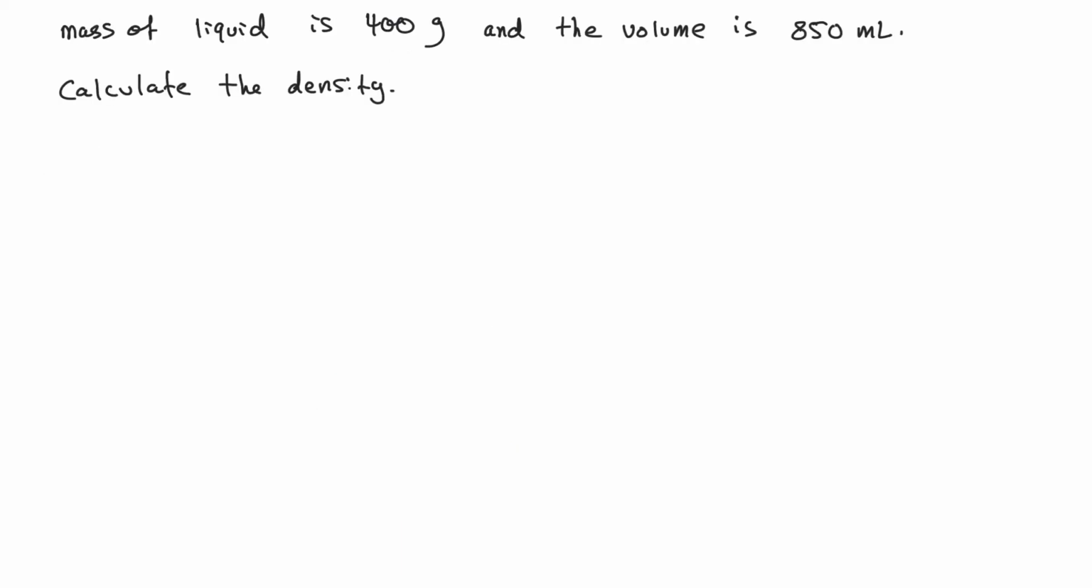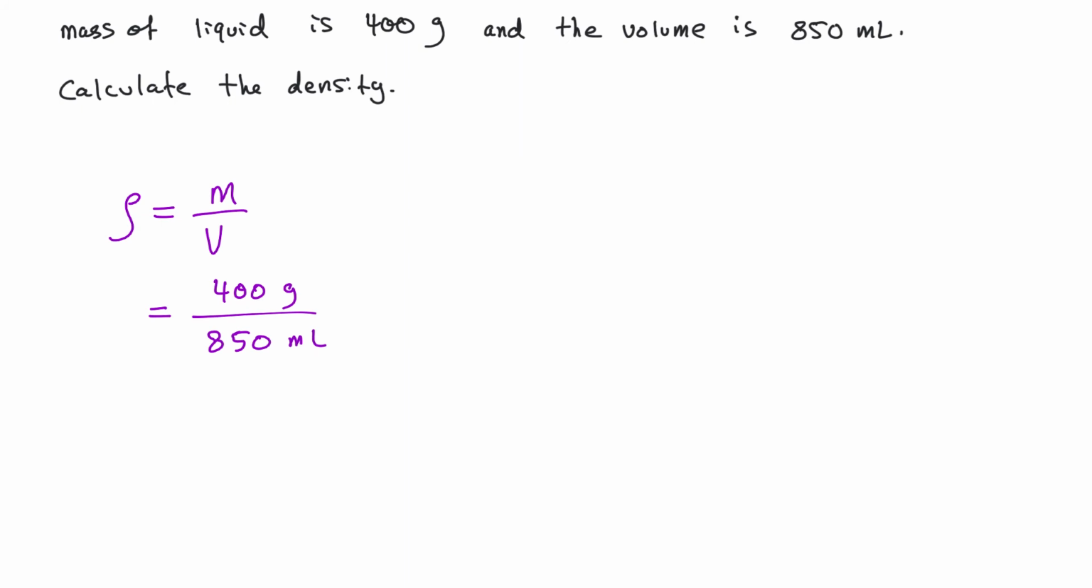In our next example, we have a mass of a liquid which is 400 grams and the volume is 850 milliliters, and we're asked to calculate the density. This one might be easier than the rest of them, so rho is equal to mass over volume. So this is going to equal the mass here, which is 400 grams, and the volume, which is 850 milliliters, and I can just leave it in those units.